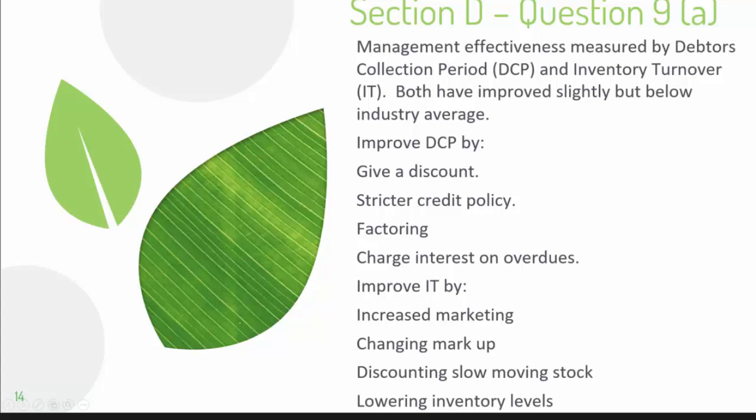Another way to improve the inventory turnover is to actually hold lower levels of stock. That has other implications in terms of customer satisfaction and wanting to try on things if it's a clothing store, for example. But technically, from point of view of this question, if you want to improve your inventory turnover, if your inventory levels are lower, then you're going to turn over your inventory quicker.